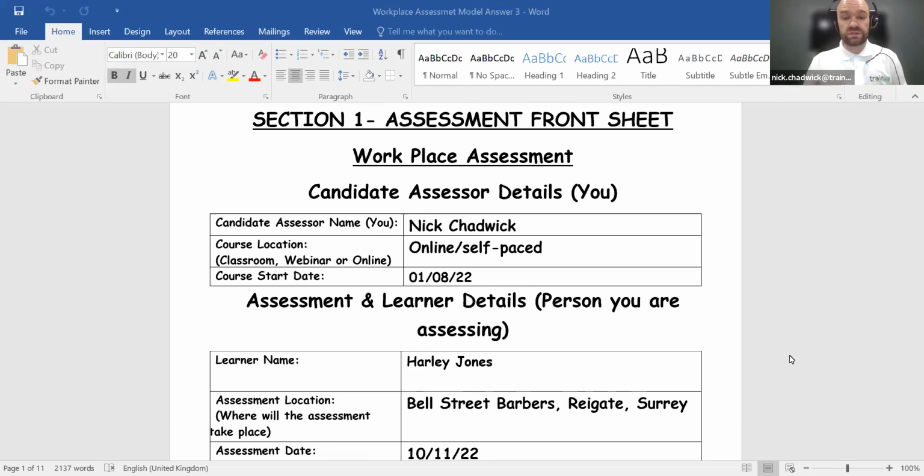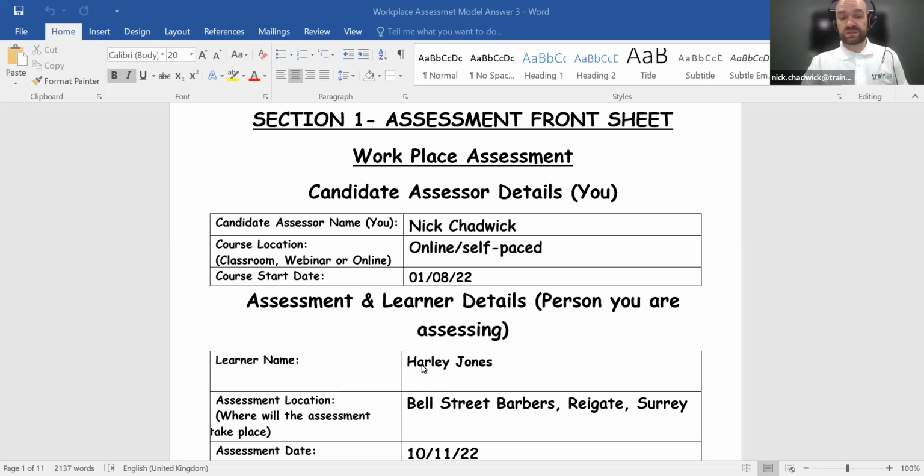As we know, this is your assessment front sheet. If you are undertaking the CAVA course, you are the candidate assessor. So please put in your name and the course location. This is the course format, so if you have done the classroom course, the webinar, or the online self-paced course, please do write that in, and also your course start date as well.